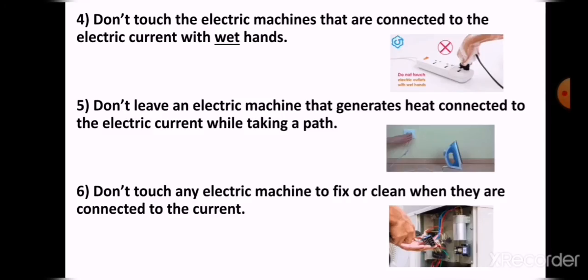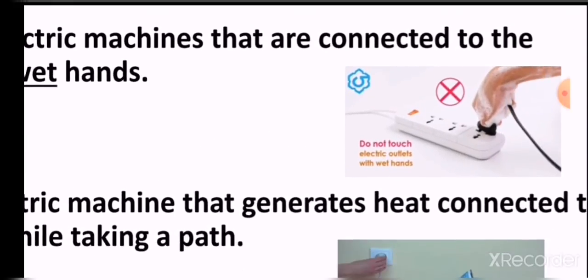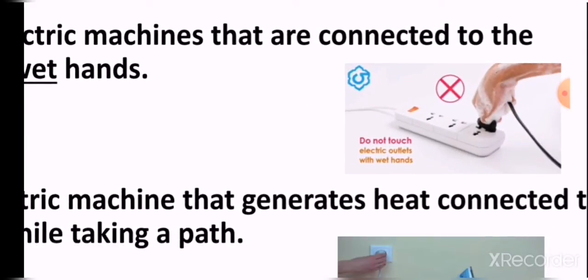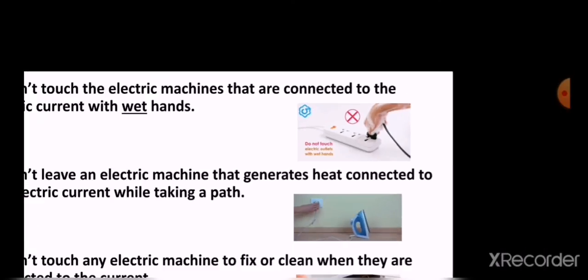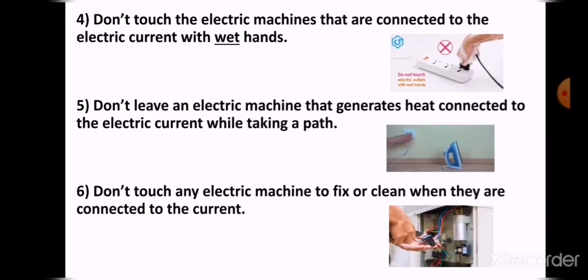Number four, don't touch the electric machines that are connected to the electric current with wet hands, because water is a good conductor of electricity. Number five, don't leave electric machines that generate heat connected to the electric current while taking a bath. You have to disconnect the machines that generate heat to prevent electric fires.